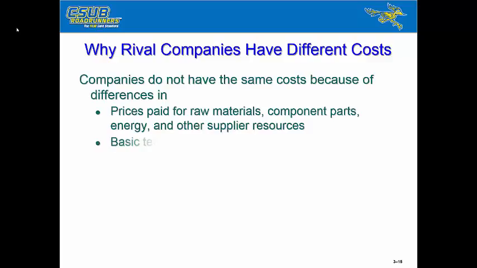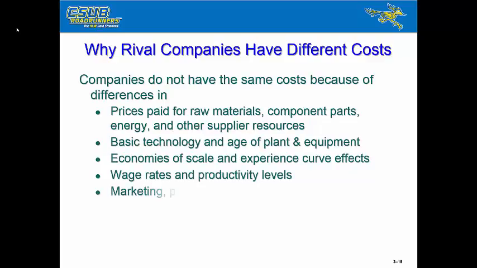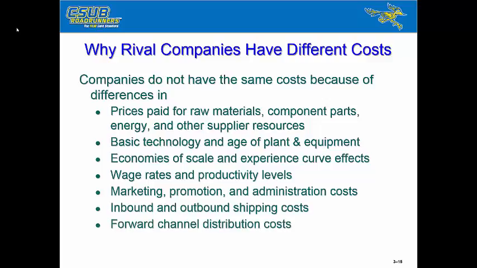So, why do rival companies have different costs from each other? Well, sometimes the price that different companies pay for raw materials or component parts or power and utilities are different between one company and another. Sometimes the basic technology and the age of your manufacturing facilities is different between two different companies. Economies of scale and experience curves. One company may have a lot more facilities than another. So if that's the case, then they're able to produce at a per unit cost which is cheaper than the competition.